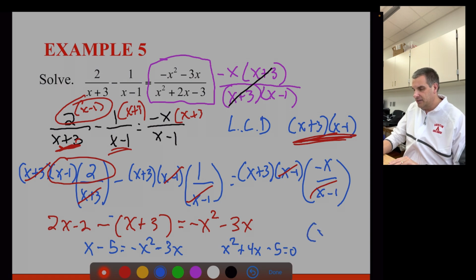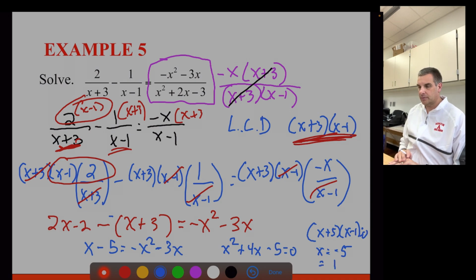Now that factors to x plus 5, x minus 1. So our solutions are negative 5 and 1. Now those are our possible solutions. We need to check them. If I put a negative 5 in there, I'm okay, but if I put a 1 in there, that becomes 0. So 1 is not a solution. Our only solution to this is negative 5.